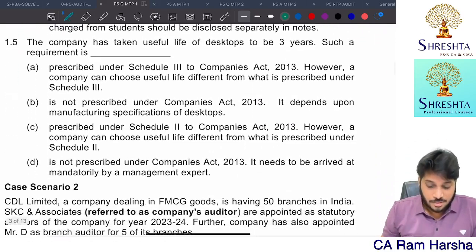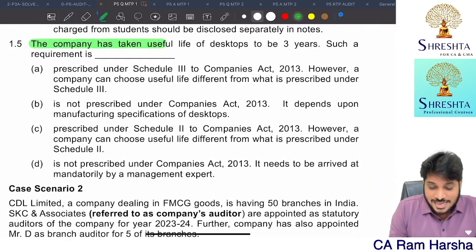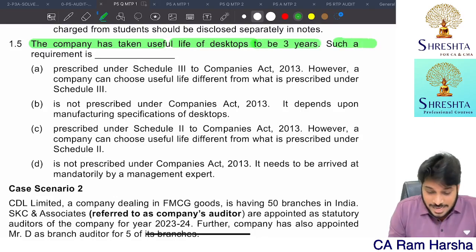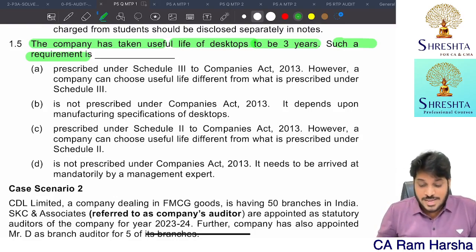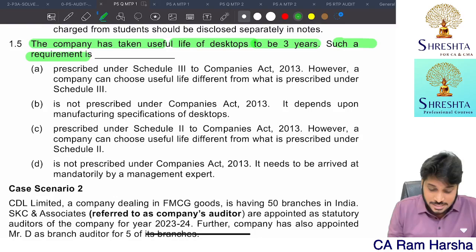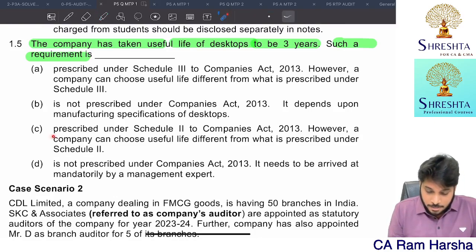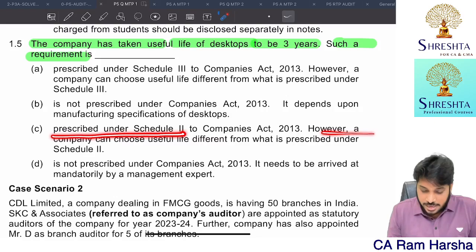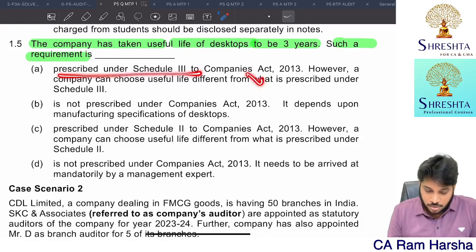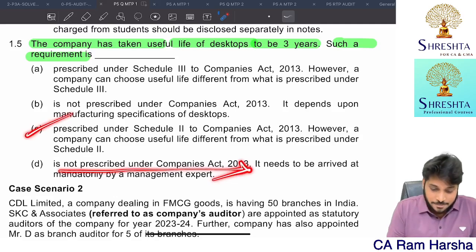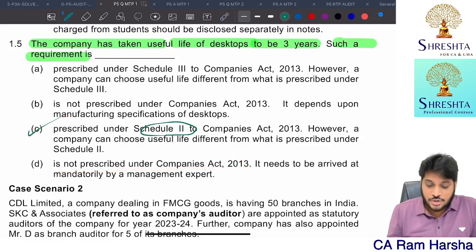Next. The company has taken useful life of desktop to be 3 years. This is out of box question. Such a requirement that the company has taken useful life as 3 years for desktop, right? Is that requirement prescribed under schedule 2? However, a company can choose useful life different from what is prescribed under schedule 3. Wrong. Is not prescribed by Companies Act. Wrong. Is not prescribed by Companies Act. Wrong. See, it is prescribed under schedule 2.